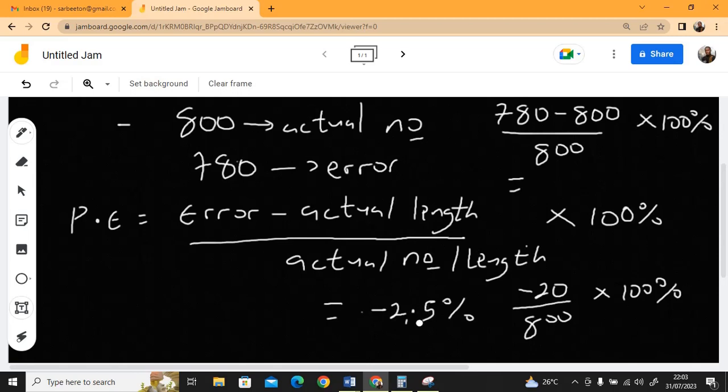Now the next one, we are going to look at some questions in percentage error. So let's move on.